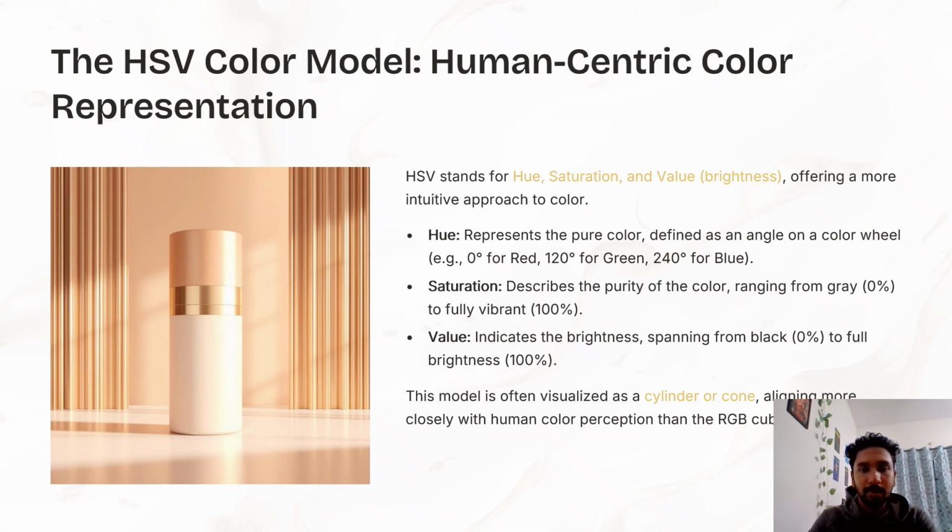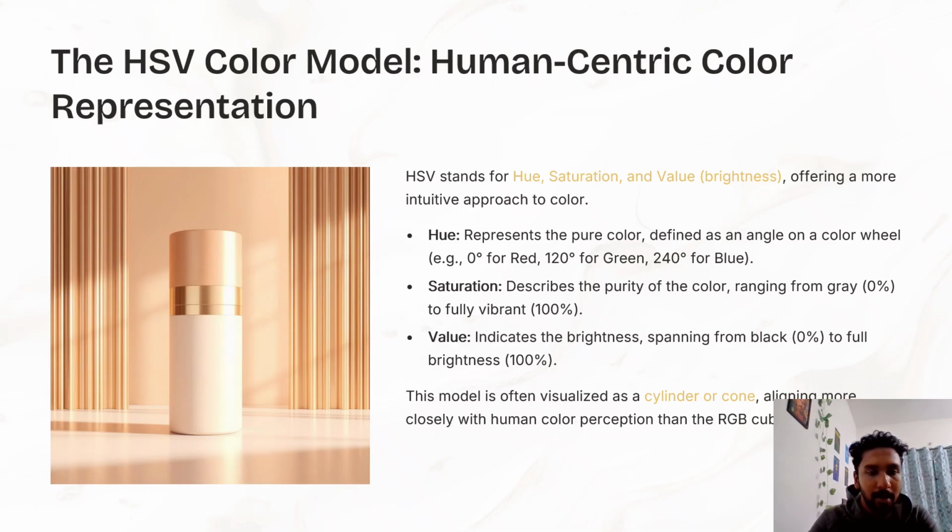The next topic is the HSV color model, a human-centric color representation. HSV stands for hue, saturation, and value, which is brightness, offering a more intuitive approach to color. Hue represents the pure color, defined as an angle on a color wheel. Saturation describes the purity of the color, ranging from gray to fully vibrant, which is 100%. And value indicates the brightness, spanning from black, which is 0%, to full brightness, which is 100%.